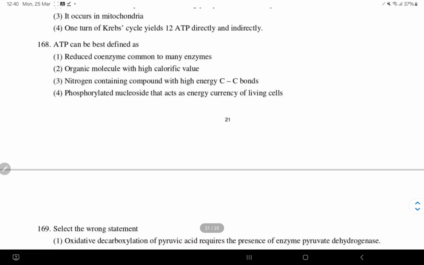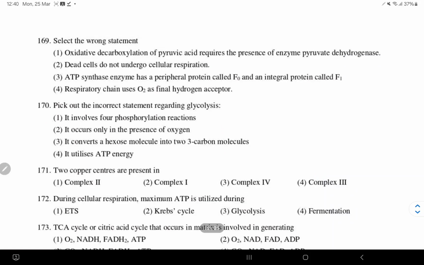ATP can be best defined as a phosphorylated nucleoside that acts as an energy currency of living cells. Fourth one is right. Oxidative decarboxylation of pyruvic acid requires the presence of pyruvate dehydrogenase. Right? Dead cells do not undergo cellular respiration, right? ATP synthase enzyme has peripheral protein called F0 and integral protein called F1. No, integral protein called F0, peripheral protein called F1. This is the wrong one.